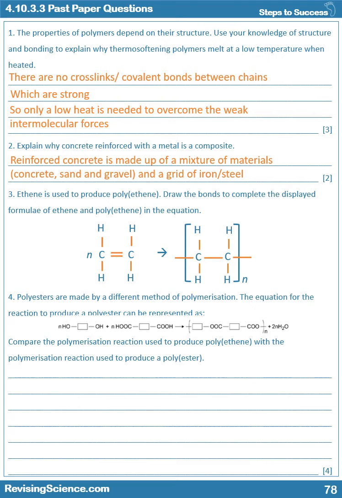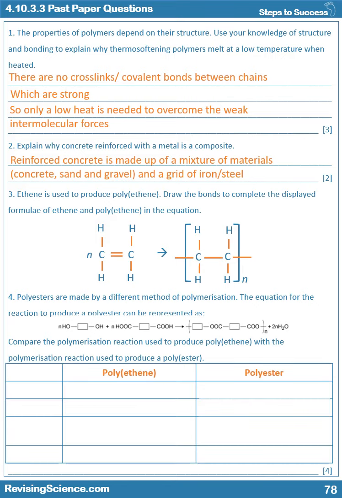Question 4. Polyesters are made by a different method of polymerization. The equation for the reaction to produce a polyester is represented below. Compare the polymerization reaction used to produce polyethene with the polymerization reaction used to produce a polyester. To do this, I'm going to use a table. Firstly, we could consider the production method. Polyethene is made using addition polymerization, whereas polyester is made using condensation polymerization.